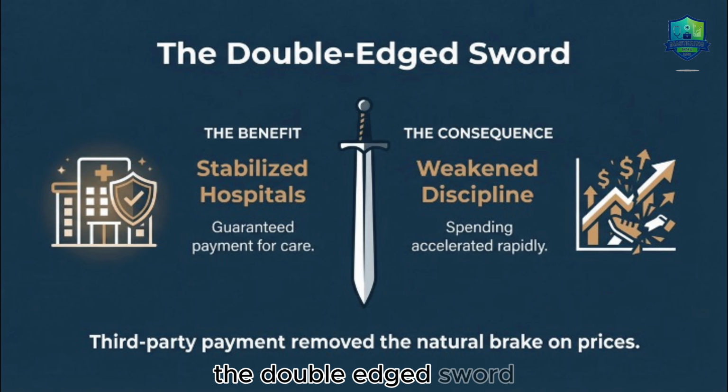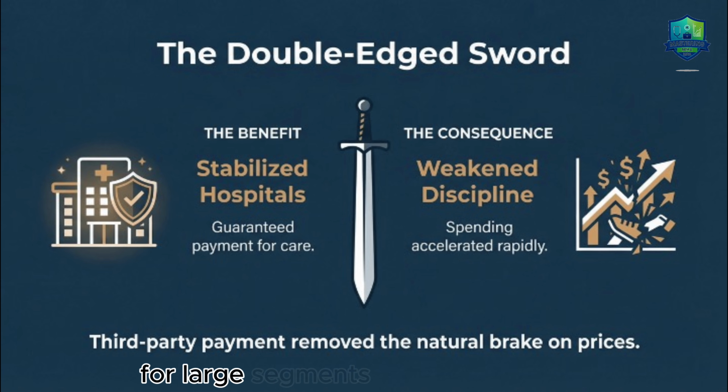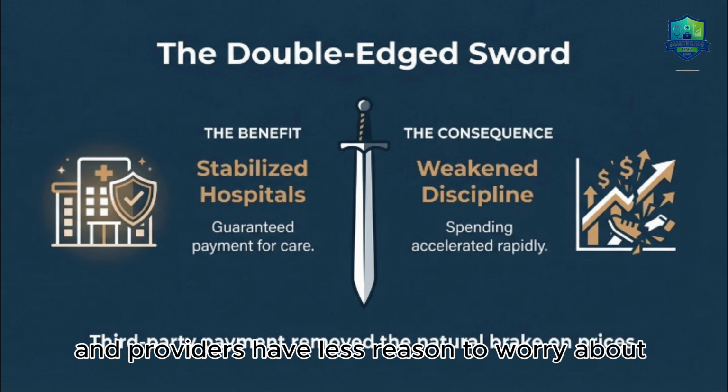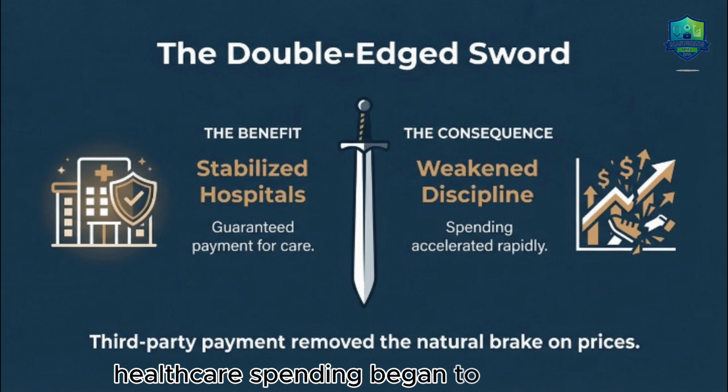The double-edged sword. Medicare and Medicaid stabilized hospitals financially. Providers no longer had to worry about uncompensated care for large segments of the population. But there was a trade-off. When someone else pays the bill, patients and providers have less reason to worry about cost. Price discipline weakened. Healthcare spending began to accelerate.